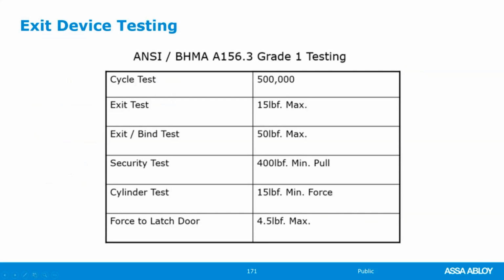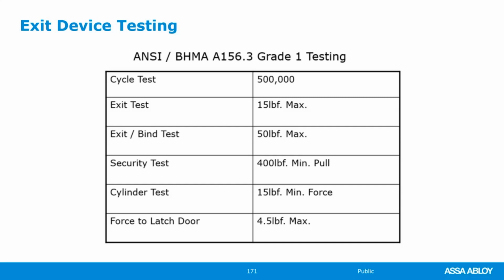Let's talk about ANSI BHMA cycle testing. To be a grade 1 exit device, the device has to go through several different things. Just like our mortise locks and our cylindrical locks, we have to go through a cycle test. They also have to have a certain amount of pressure when you're pushing on the push rail to get out. It has to be 15 pounds maximum pressure to release that device.